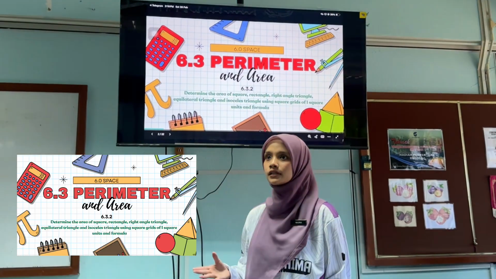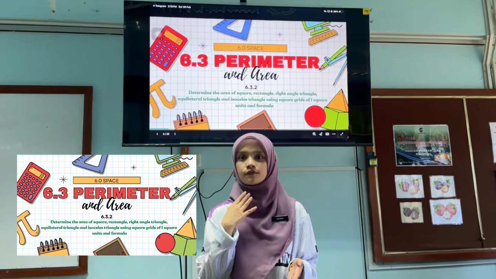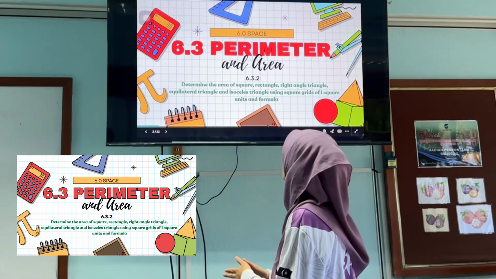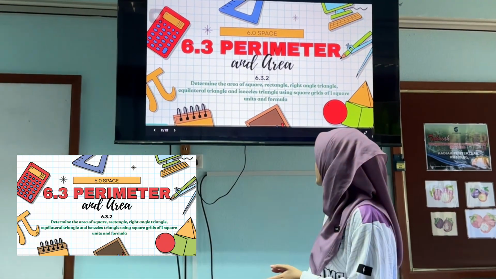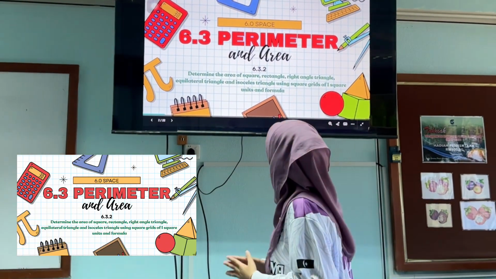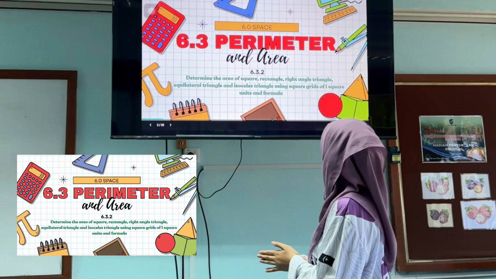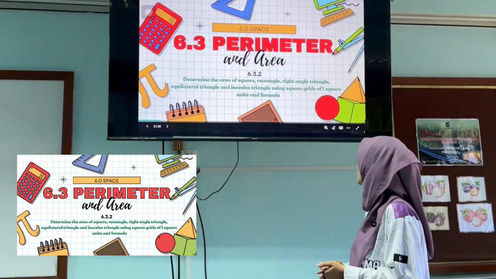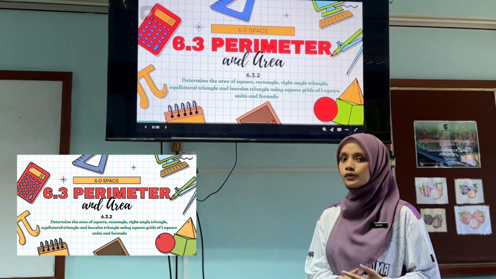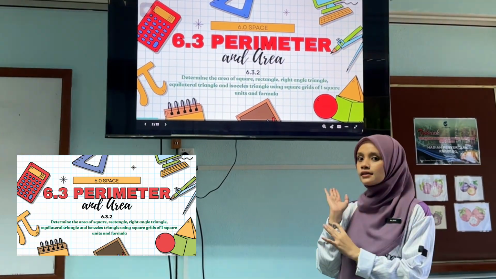So today we will do continuous assessment task 1 for MTES 3273. Here we go. Let's go. We are going to explore the issues that we have found in the SKP Year 4 for 6.0 Space, Perimeter and Area, where we will determine the area of square, rectangle, right angle triangle, equilateral triangle, and isosceles triangle using square grids of 1 square unit and formula. So this is the SKP. Next.